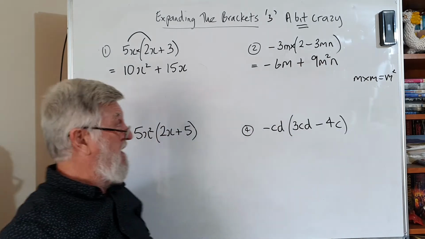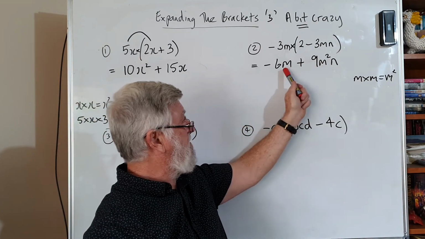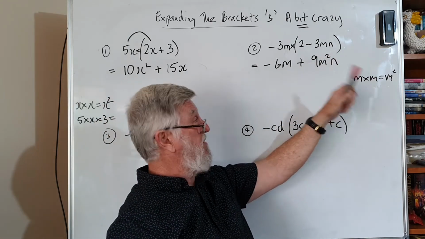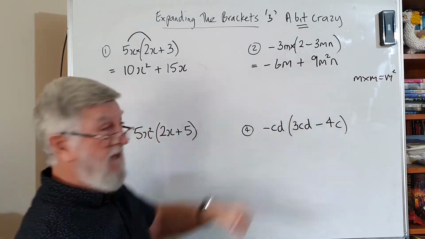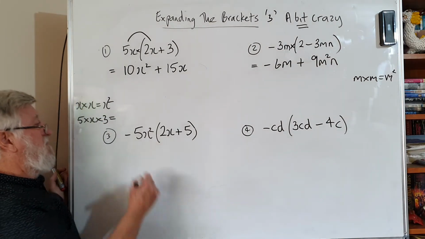The question's done. Now, talk about collecting like terms. They are different. This has got an m, that's got an m squared. That's also got an n. So we can't collect them together. I could talk about that at length, but not here, on other videos. I just want to keep the videos, as most of you know, as short as I possibly can.